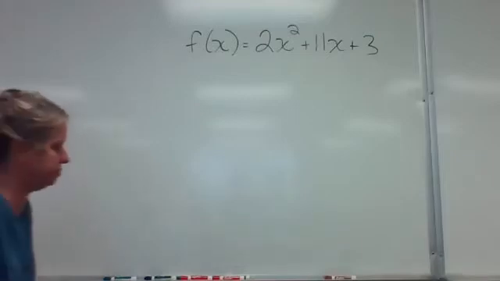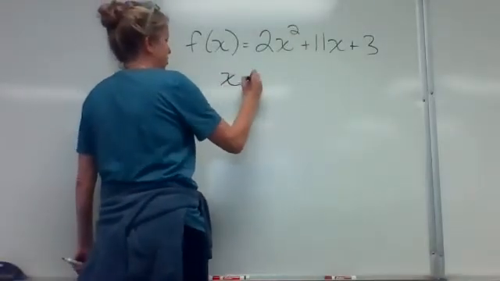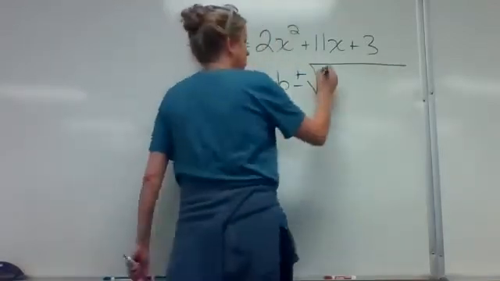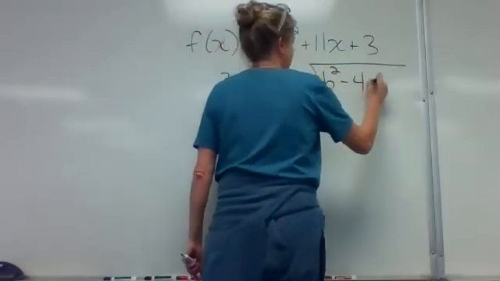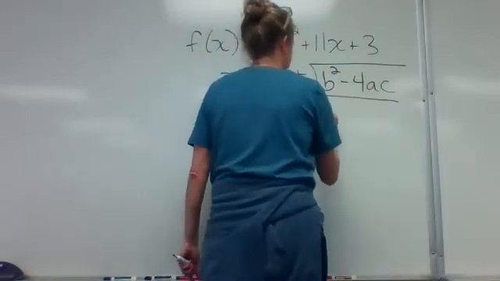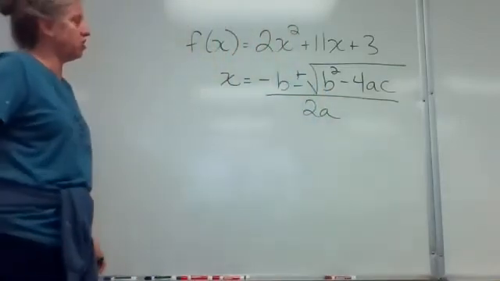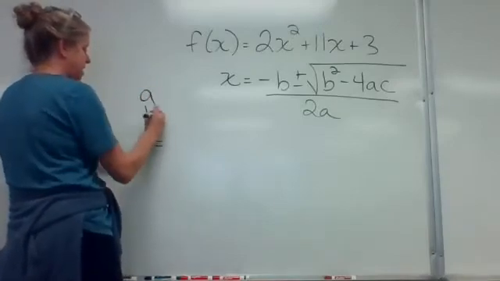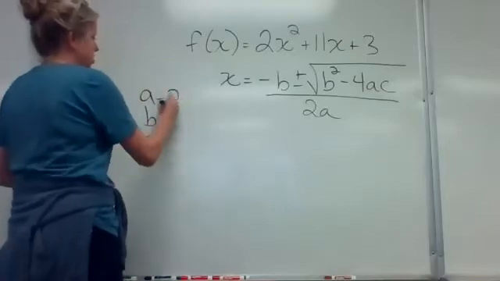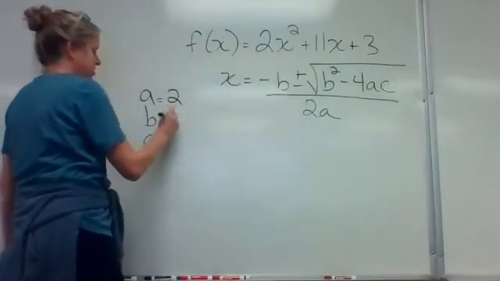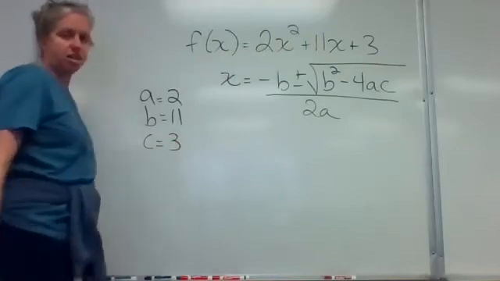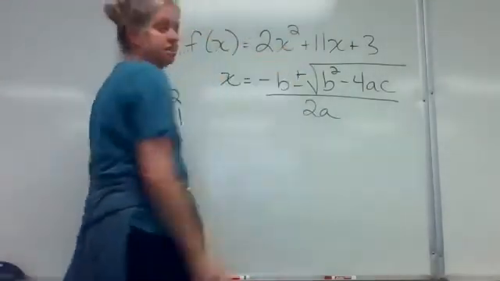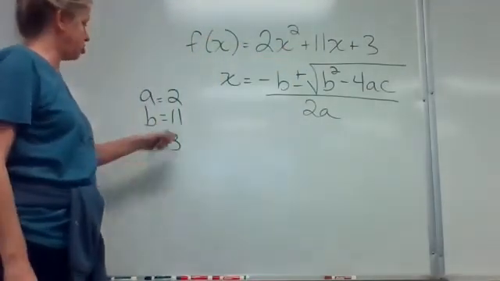Okay, if you don't have the quad program, you would have to use the quadratic formula. So this is for those of you that do not have the quad program in your calculator. Let's see, my A, B, and C. A is in front of x squared, so it's 2. B is in front of x, so it's 11. And then C is your constant. We're going to replace the A's, B's, and C's in this formula with 2, 11, and 3.